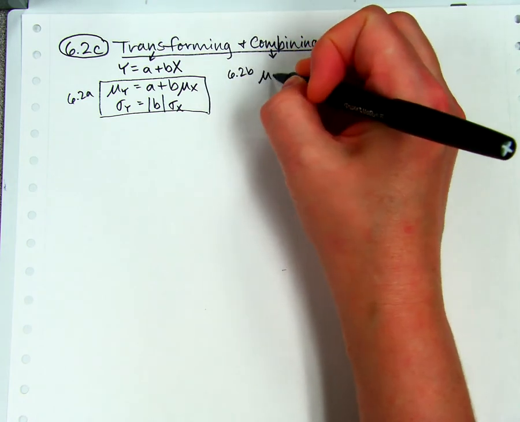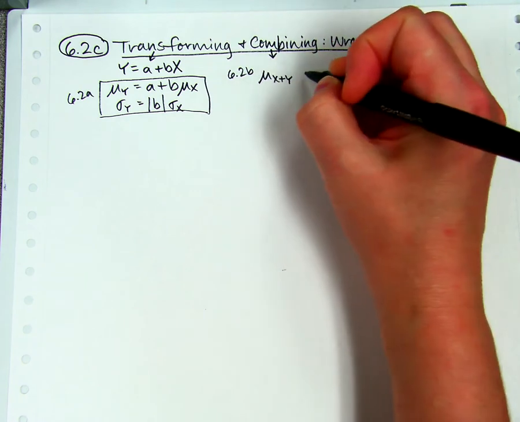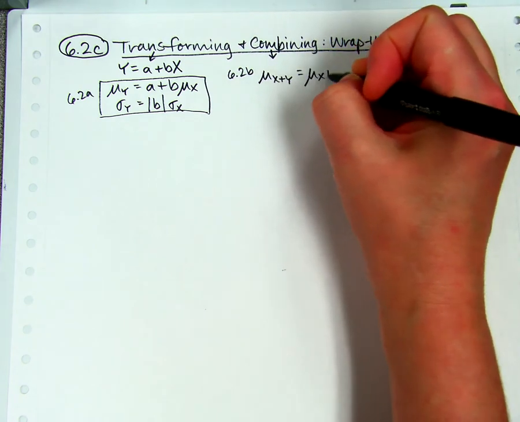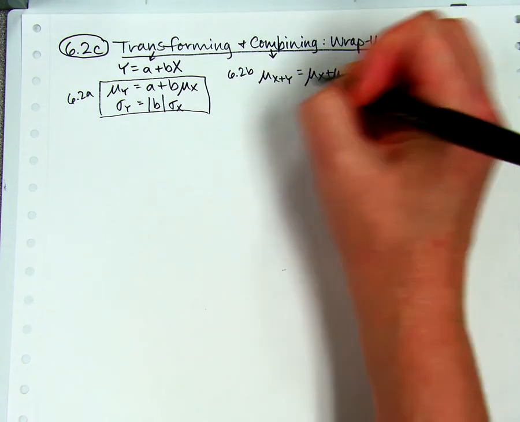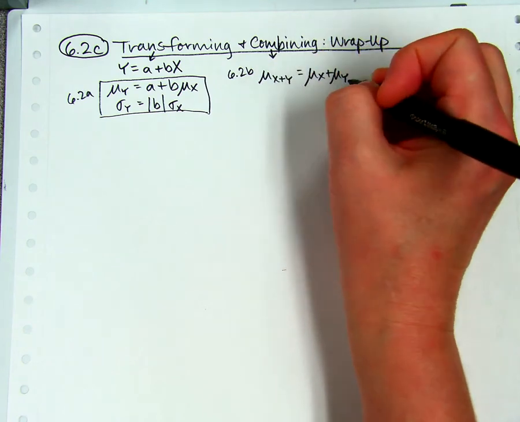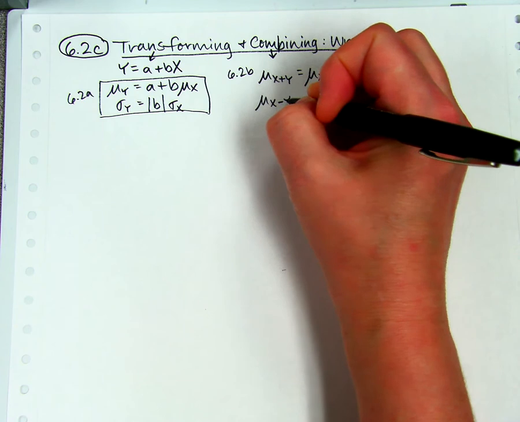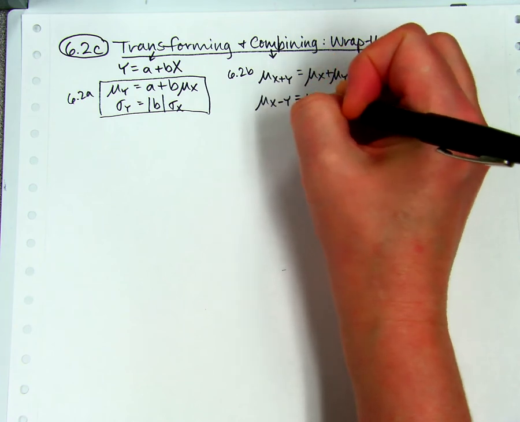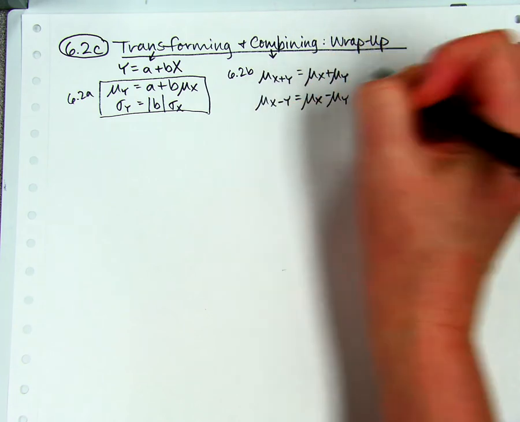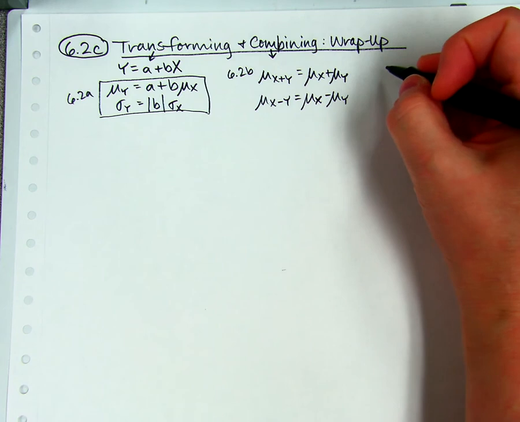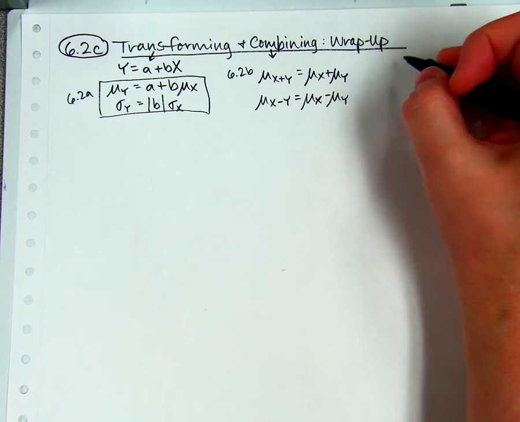So mu x plus y would be mu x plus mu y. The mean of the sum is the sum of the means. The mean of the difference is the difference of the means. Standard deviations do not add or subtract, but variances do.